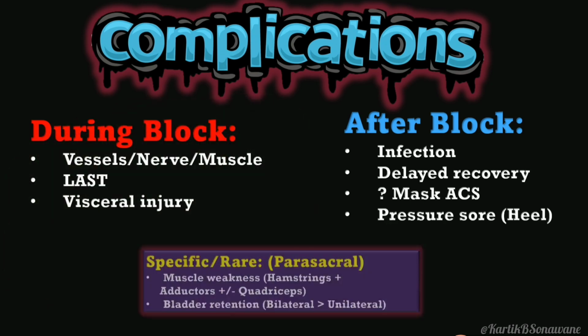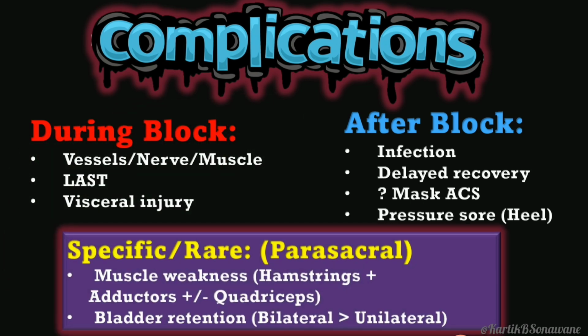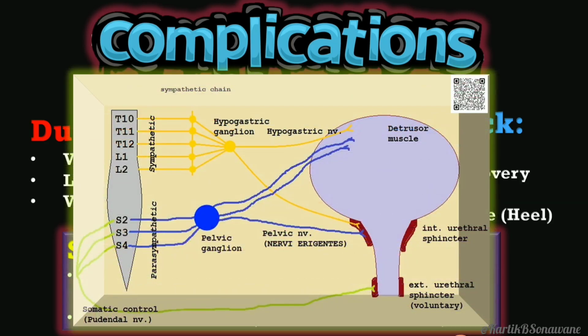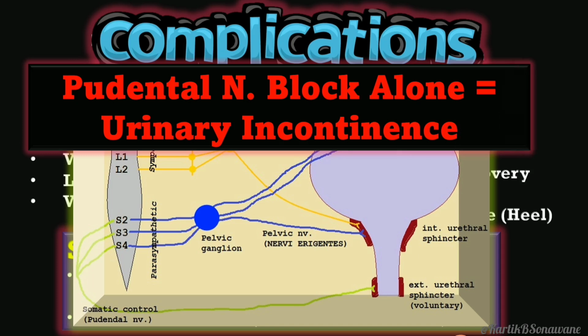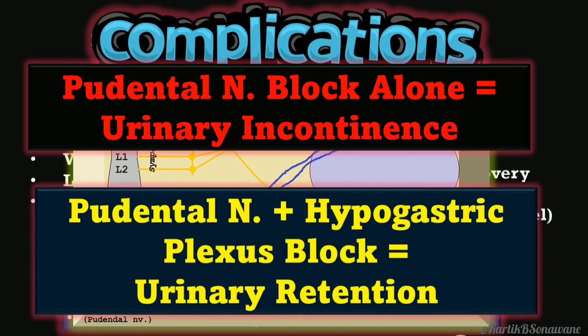Parasacral blocks may cause weakness not only in hamstrings but also in adductors or even quadriceps, especially when higher volumes are used, potentially affecting lower lumbar plexus nerves like obturator and femoral nerves. Bladder incontinence is possible due to pudendal nerve involvement, but urinary retention can occur if the hypogastric plexus also gets involved with the pudendal nerve, particularly with higher volumes or bilateral blocks due to parasympathetic blockade.